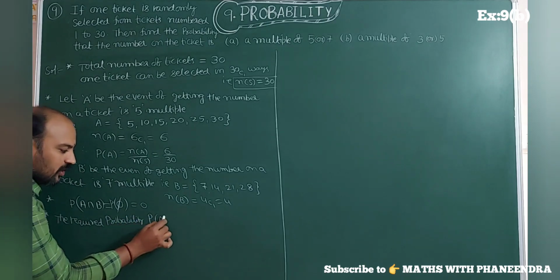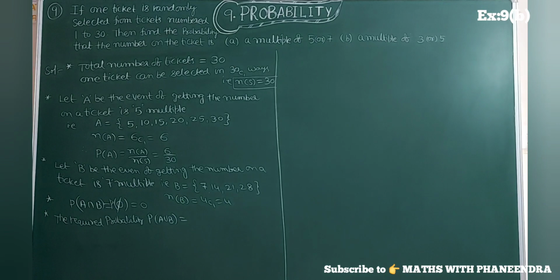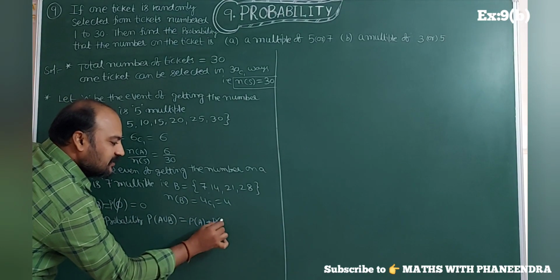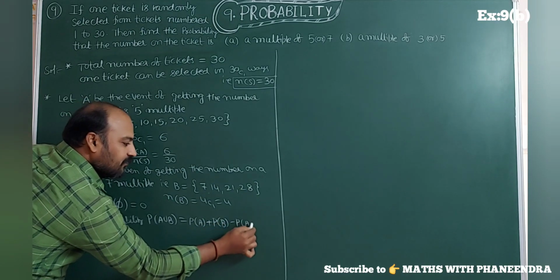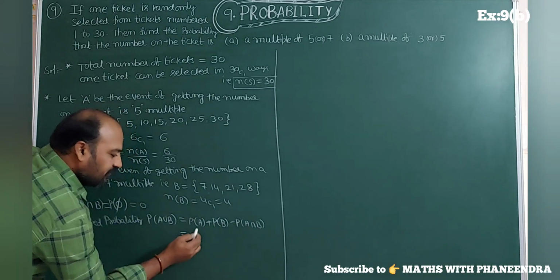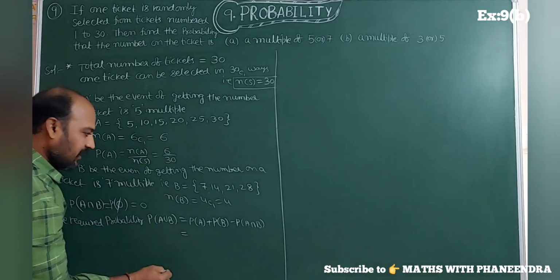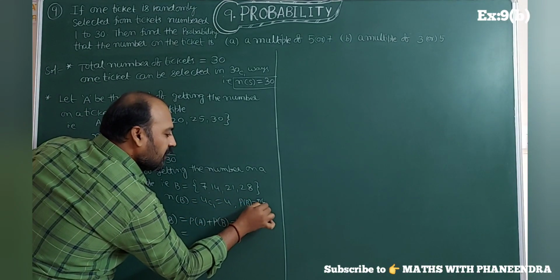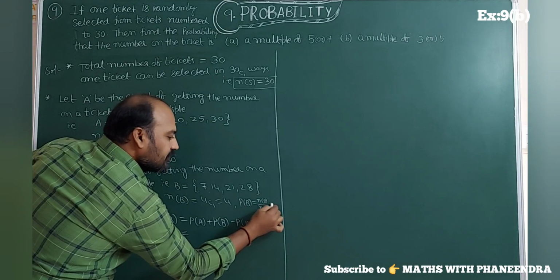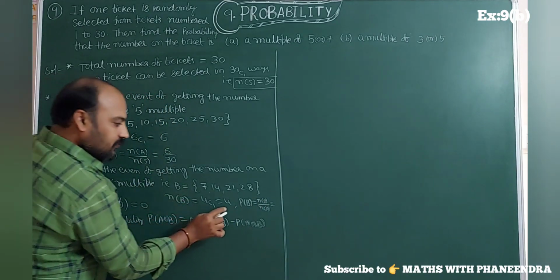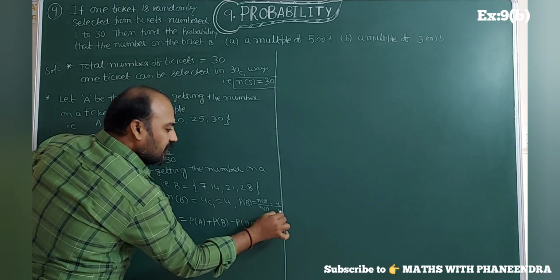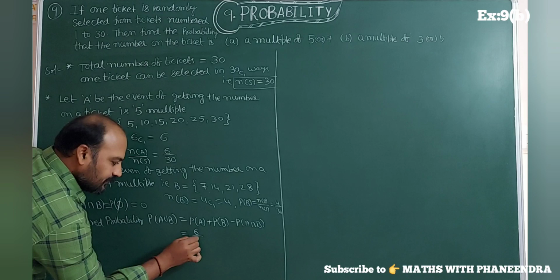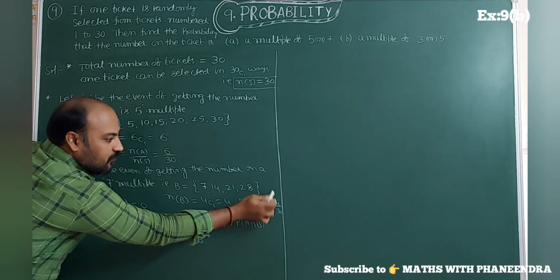P of A union B is equal to, by using the addition theorem on probability, P of A plus P of B minus P of A intersection B. So what is P of A? Sorry, here I did not complete P of B. Here only I will write it: N of B by N of S. N of B is what? 4. 4 by N of S, which is 30. So P of A is 6 by 30 plus P of B is 4 by 30.